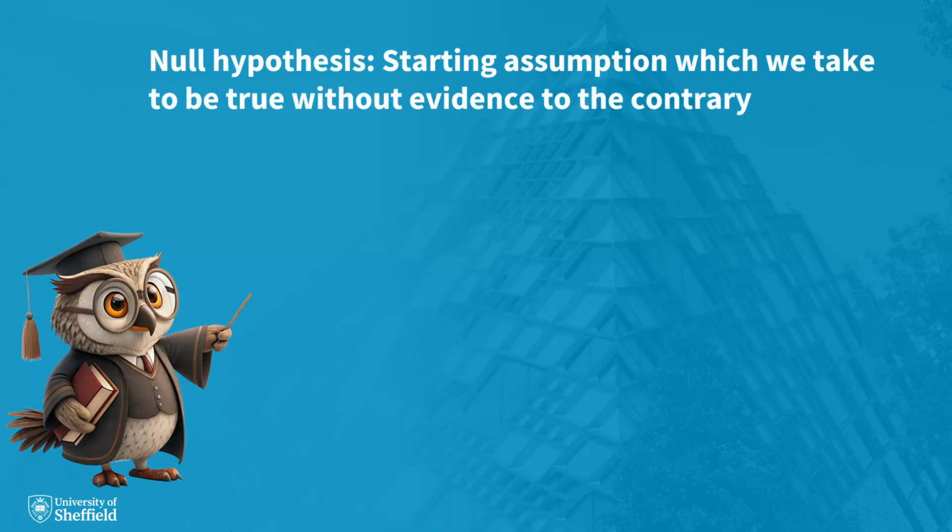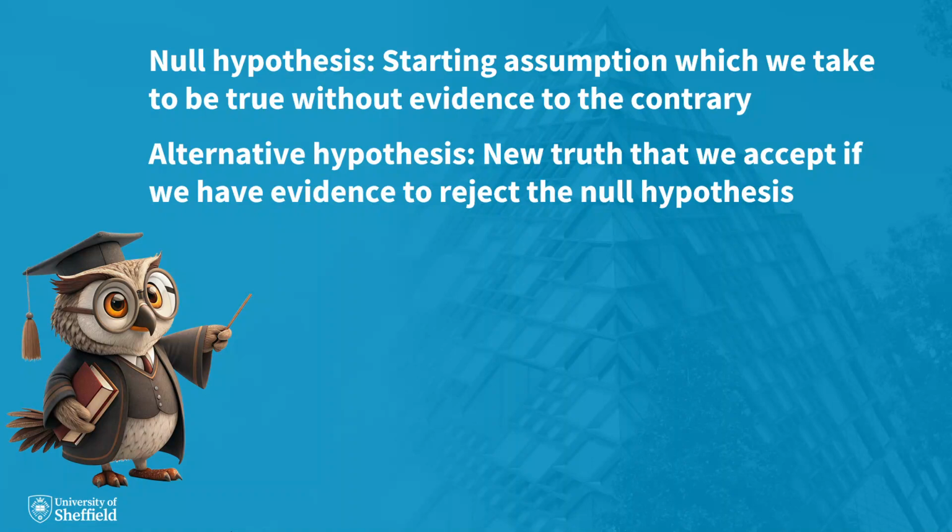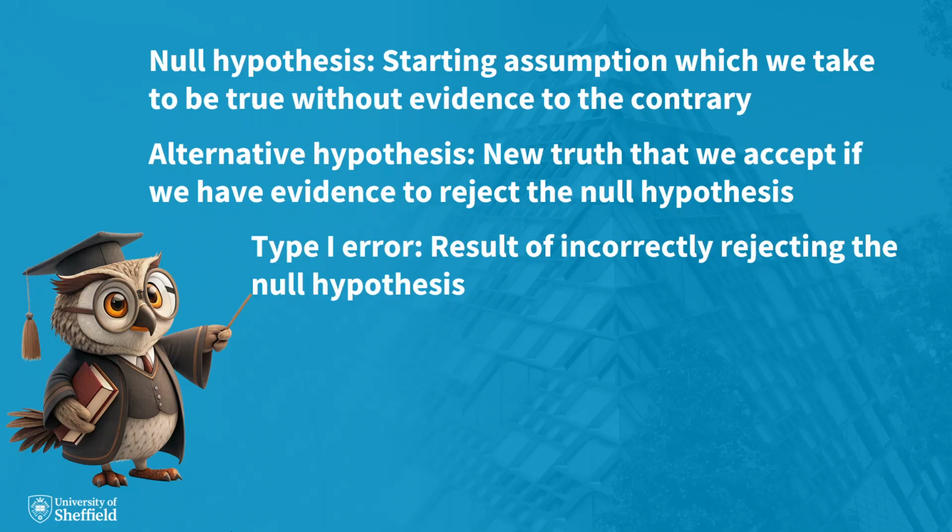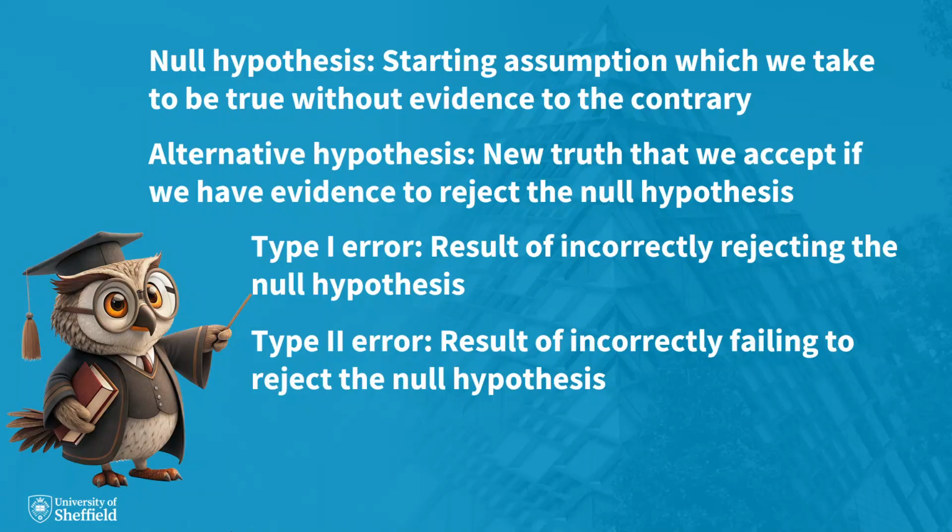So let's recap the key terms. The null hypothesis is the starting assumption, which we take to be true if we have no evidence to the contrary. The alternative hypothesis is the new truth, which we are prepared to accept if we have sufficient evidence to reject the null hypothesis. A type 1 error results from incorrectly rejecting the null hypothesis, and a type 2 error arises from incorrectly failing to reject the null hypothesis. Statisticians, just like a legal jury, want to do the best they can to avoid both types of error.